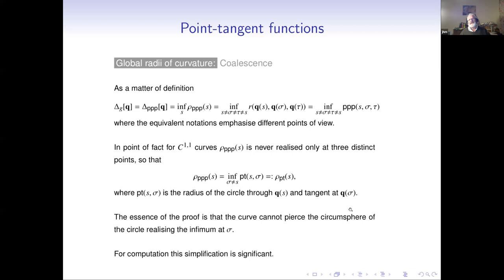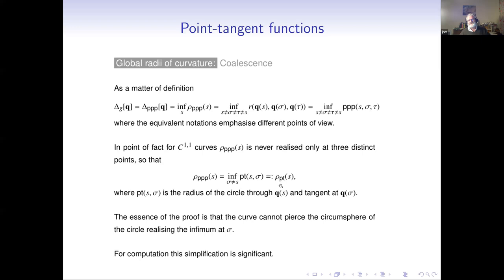And that's basically saying if you take two points which coalesce, you're taking the circle through a point, through a second point, and it has a prescribed tangent. And so this leads you to the PT function. So that's a point tangent. So it's through the point at s, and it's through the point with the prescribed tangent at sigma. And that's why this notation. So PPPP collapses as sigma and tau coalesce, goes to PT. You could also do TP and various others. Okay. So this defines it.